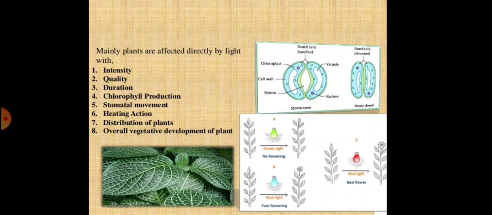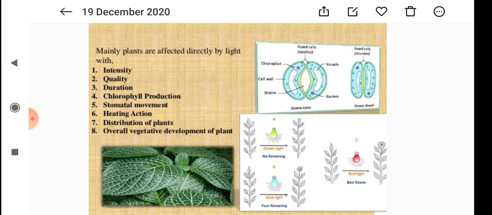There are also indirect effects of light on the plants. Light affects opening and closing of stomata, influences the permeability of plasma membrane and has heating effect on the plants. All these in turn affect the transpiration, which in turn affects the absorption of water.